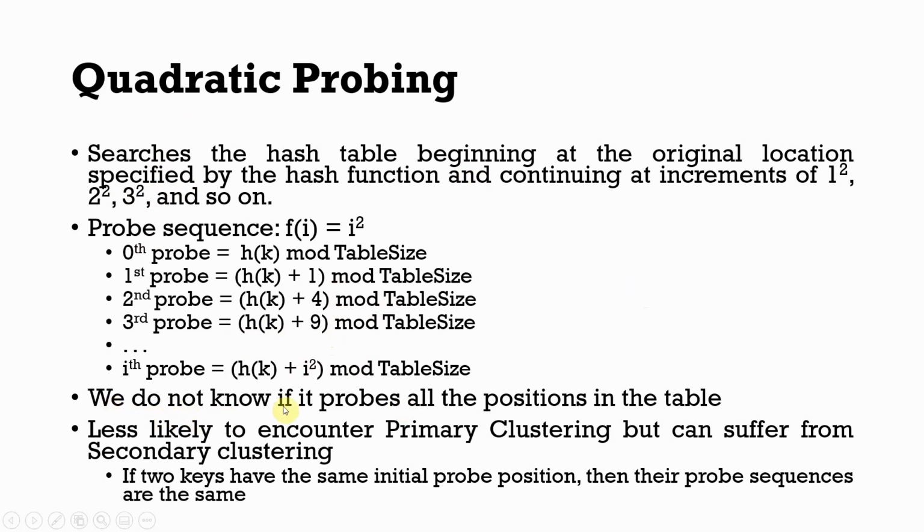In this case, we do not know if quadratic probing probes all the positions in the table. We say that linear probing makes sure it probes all the elements in the table. That's not the case for quadratic probing, but it's less likely to encounter primary clustering, though it can suffer from another thing called secondary clustering. Secondary clustering means that if two values have the same initial probe position, then their probe sequences are going to be the same.